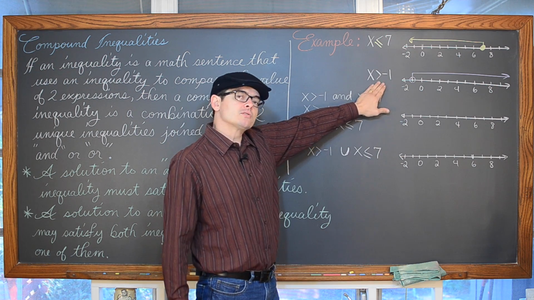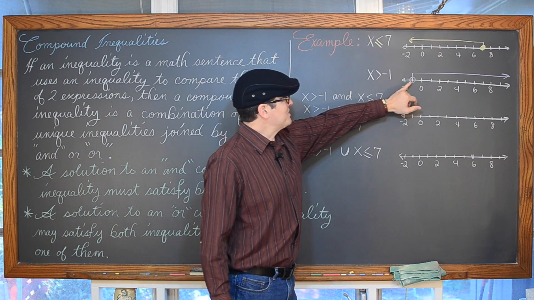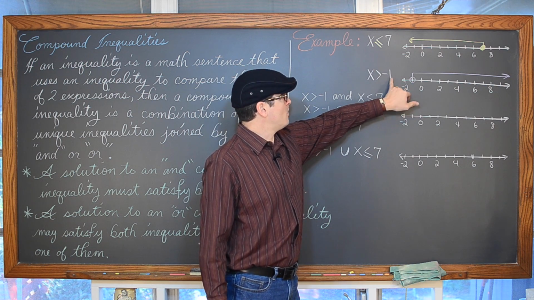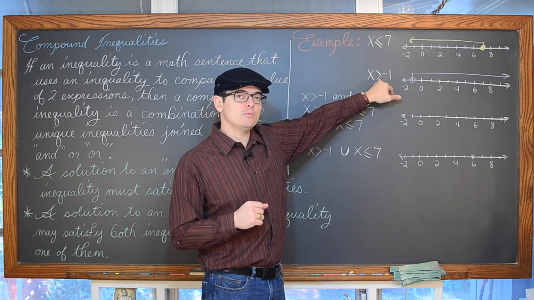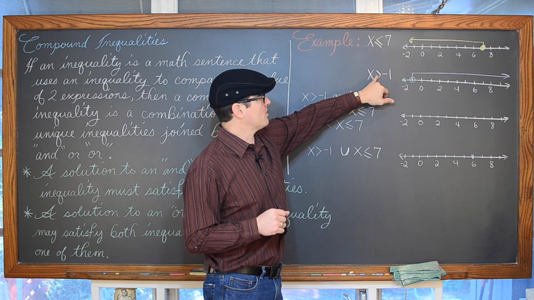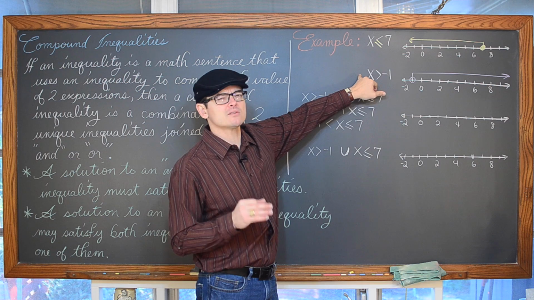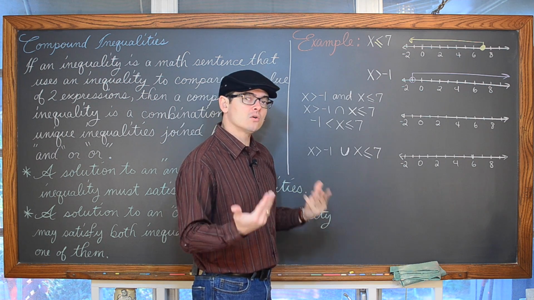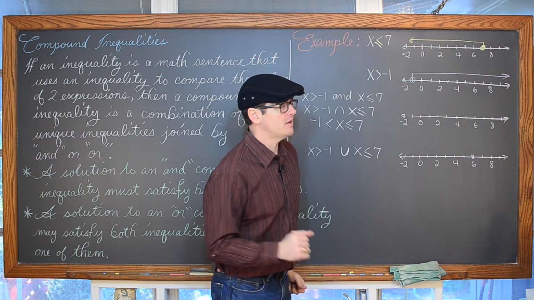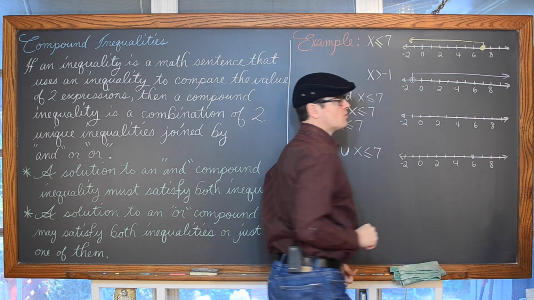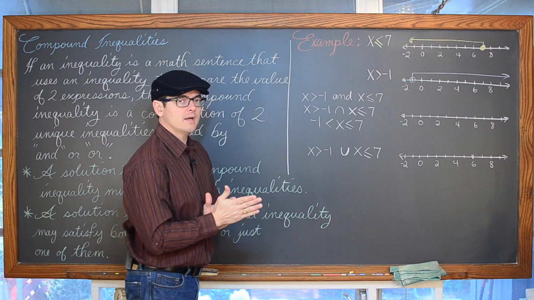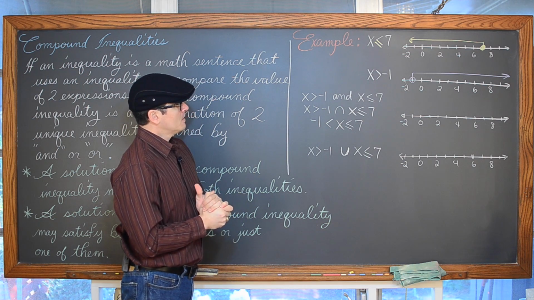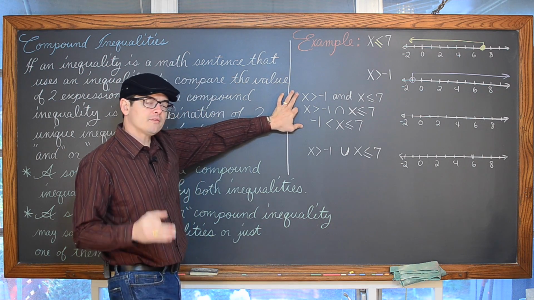Here we have x is greater than -1. So we're going to put an open dot on -1, open dot, because there is no equal sign. The open part of the inequality is towards the x, so x is representing all of the values which are bigger than -1, larger than -1, greater than -1. And you'll find those values when you go to the right on the number line.